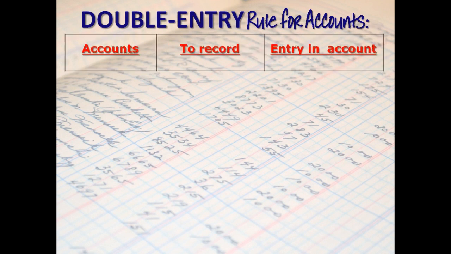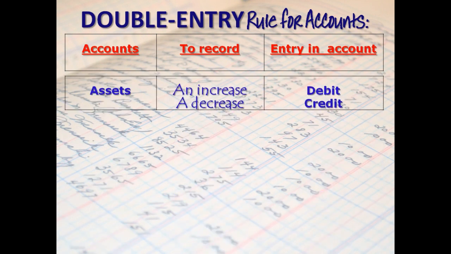Now we've got 3 columns in front of us. The one on the left reads accounts, the one in the middle says to record, and the one on the far right-hand side reads entry in account. We want to look at the different families of accounts and how they are affected when they increase or decrease. Let's start with assets.